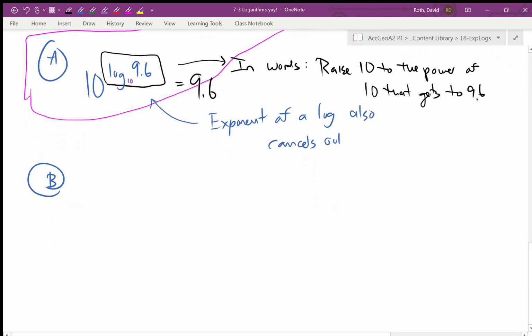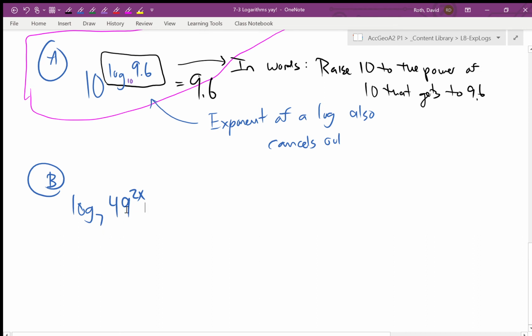If I have log base 7 of 49 to the 2x, see if you can do that one. Hit pause. Go, try it out. Okay, I'll come back.